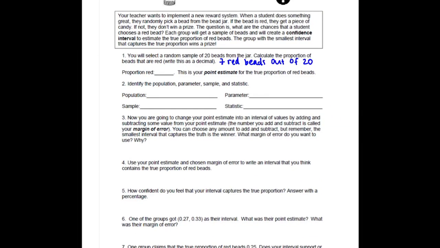So whoever is the closest to the percent of red beads in the jar will get a prize, and you have to be the closest and have the smallest interval. So you're going to give a little estimate, plus or minus, and I want that estimate to be smallest to get the interval. So give it a pause, work through the activity, come back to go over the answers.